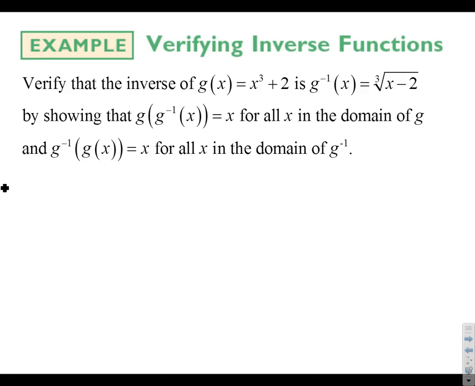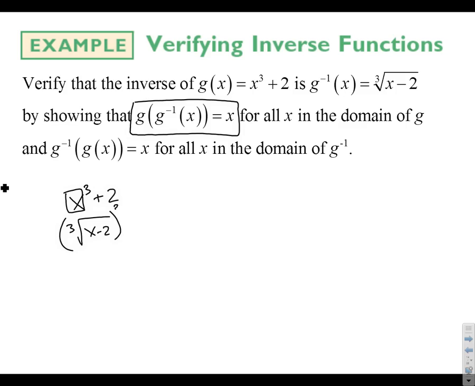All right, so how do we verify that things are inverse functions? If you do the composite of them, you get x. All right, so let's test it out. So x cubed plus 2 is g, and the inverse is the cube root of x minus 2. Now we're going to plug in for x here. We're going to do the cube root of x minus 2, cubed, plus 2. Cubed and cube root cancel out. We've got x minus 2 plus 2.